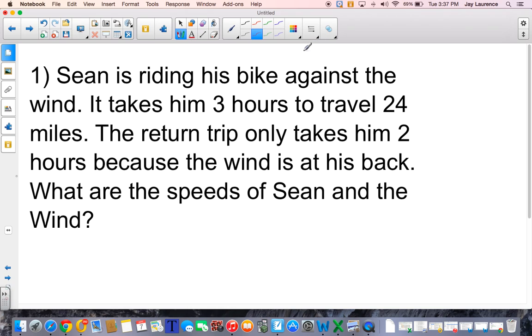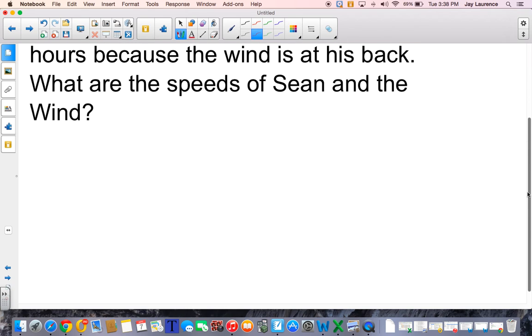Anyway, let's check out this problem here. Sean is riding his bike against the wind. It takes him 3 hours to travel 24 miles. The return trip only takes him 2 hours because the wind is at his back. What are the speeds of Sean and the wind? Well, let's see what's going on here.